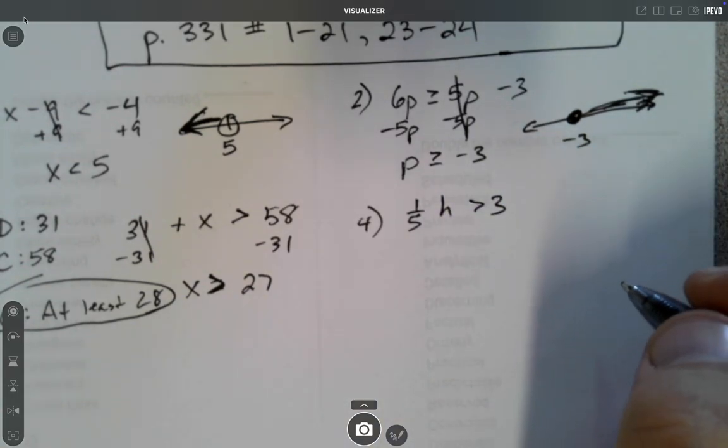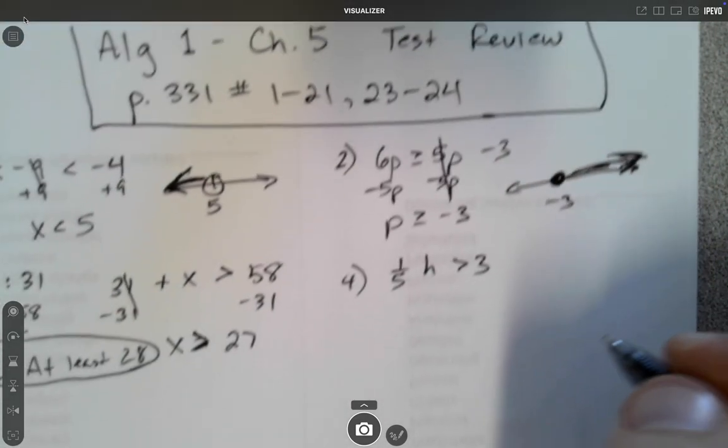Sorry, I'm at a weird angle. I keep writing up the page. Gotta adjust, hold on. Better.